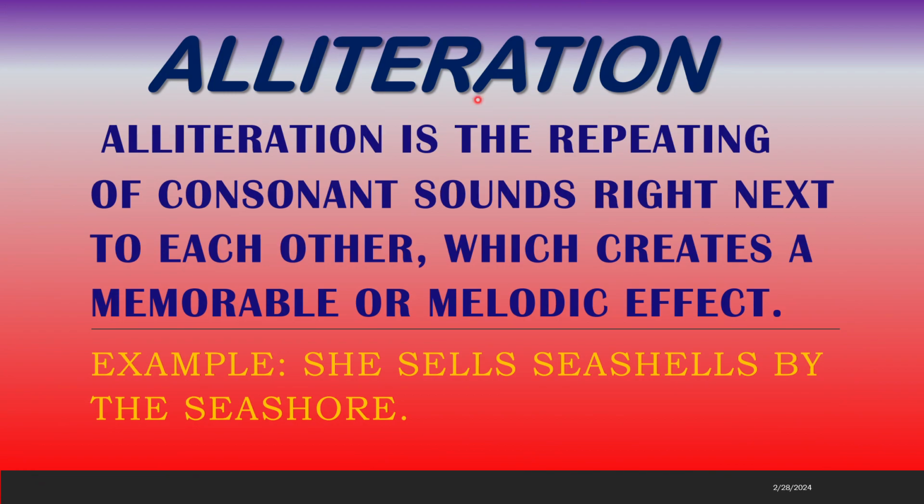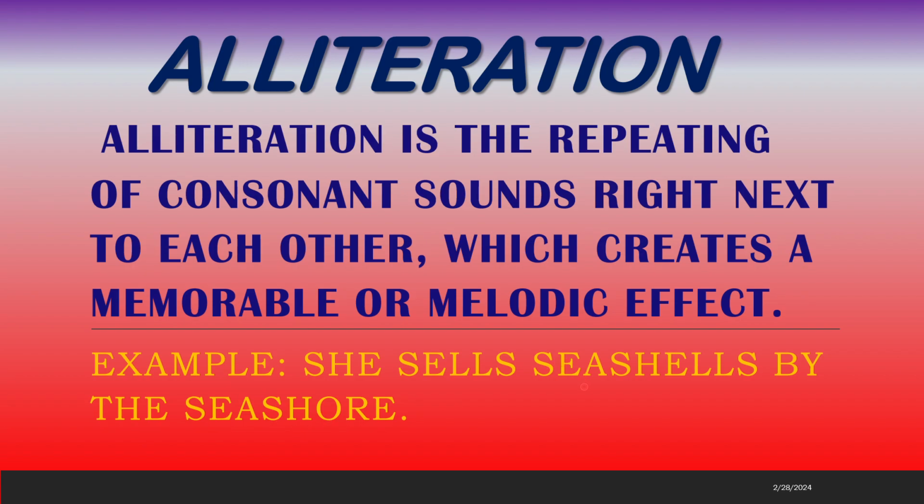Next is alliteration. What is alliteration? Alliteration is the repeating of consonant sounds right next to each other, which creates a memorable or melodic effect. In simple words, alliteration is the repetition of alphabets. You will find a particular alphabet in that sentence which will repeat continuously. So let's go for an example.